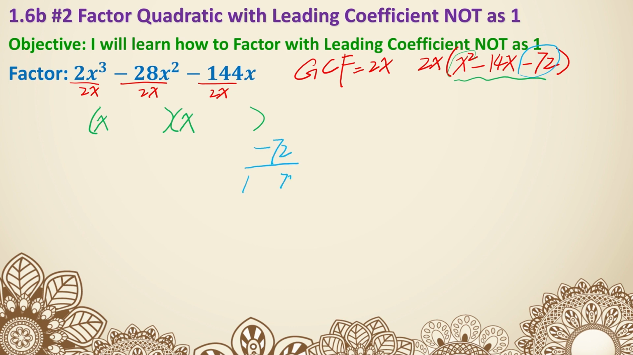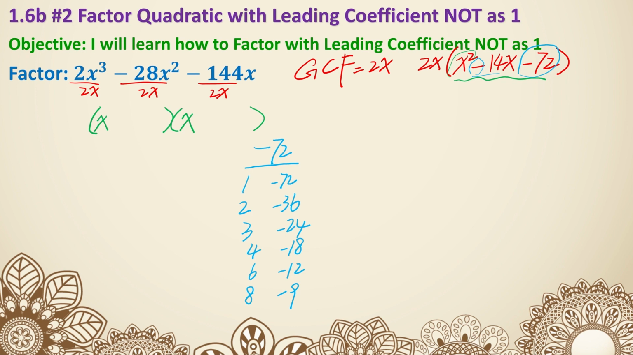We can have 1 and 72. We can have 2 and 36. 3 and 24. 4 and 18. 5, nothing. 6 and 12. 7, nothing. 8 and 9. And if I keep going, it's going to be 9 and 8 switched. Also, because the middle number is negative 14, the bigger number should have the negative sign. There we go.